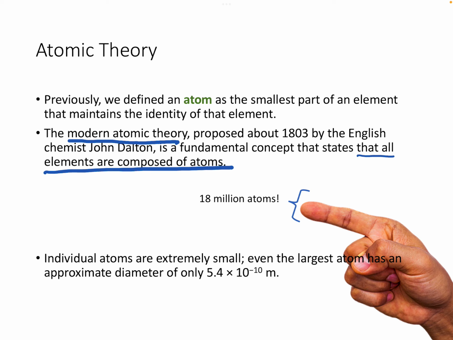Now, individual atoms are really, really small. Even the largest atom has an approximate diameter of 5.4 times 10 to the negative 10th meters. So really, really small. And your fingertip contains about 18 million atoms. So these must be really, really, really small, right, to all fit in your fingertip.